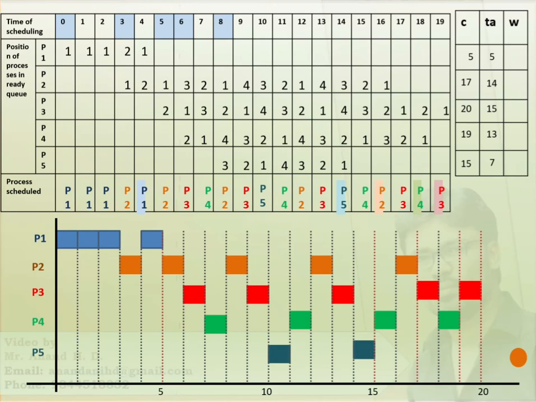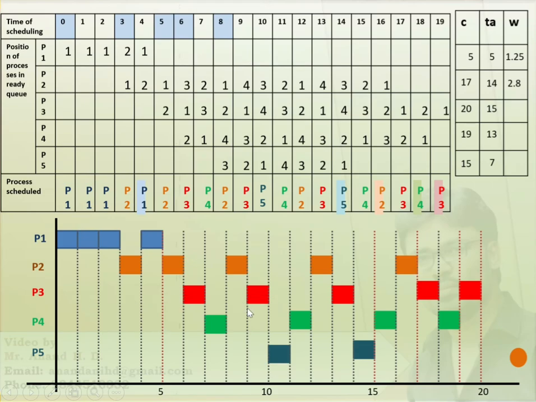Okay. So now weighted turnaround time. So what does weighted turnaround time mean? Weighted turnaround time for any process is given by the ratio of turnaround time by service time. So for P1, turnaround time is 5, service time is 1, 2, 3, 4. So 5 by 4 is 1.25. For process P2, turnaround time is 14 and 14 by, what is the service time? 1, 2, 3, 4, 5. So 14 by 5 is 2.8.